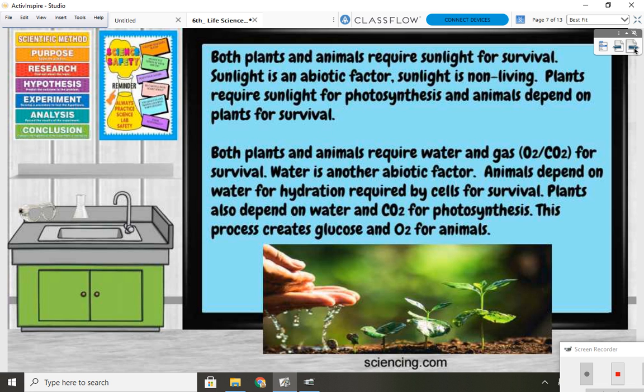Animals depend on water for hydration required by cells for survival. Plants also depend on water and carbon dioxide for photosynthesis. This process creates glucose or sugars and O2 for animals. That O2 is that breathable oxygen that you and I depend on to survive.